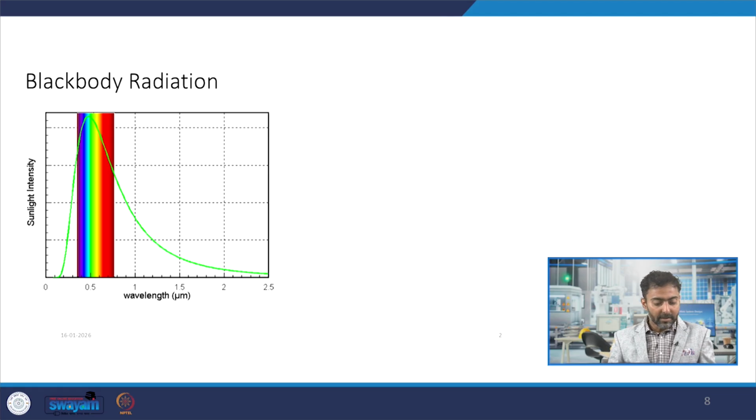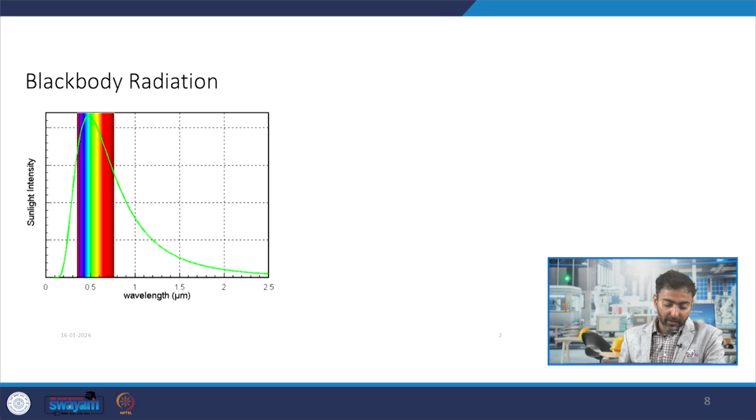So the solar radiation has this type of profile. The green curve which you see here represents the spectral irradiation of the sun, the nature of the spectrum of the sun. On the y axis you have the sunlight intensity, and on the x axis you have the different wavelengths from the ultraviolet to the visible to the infrared region.